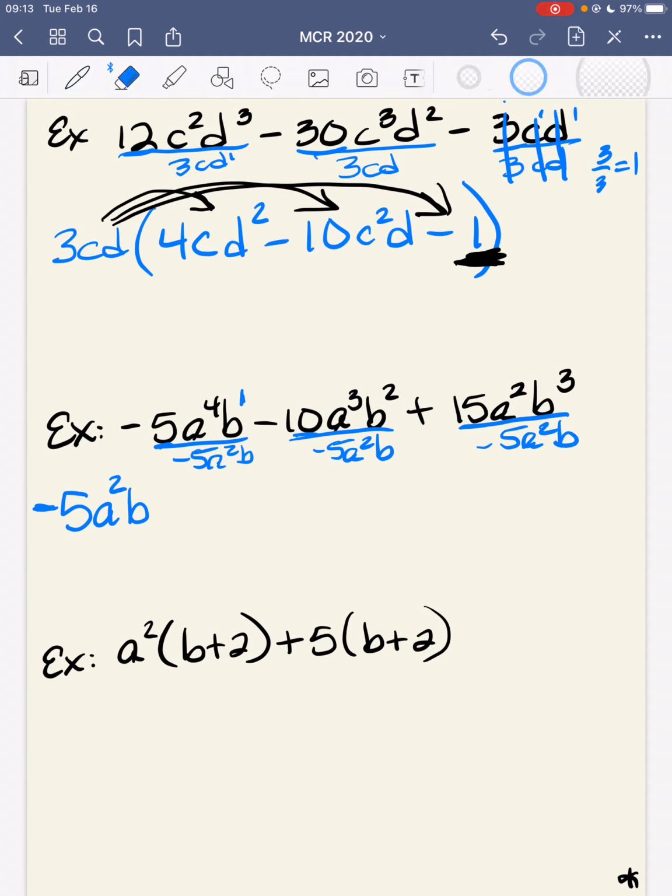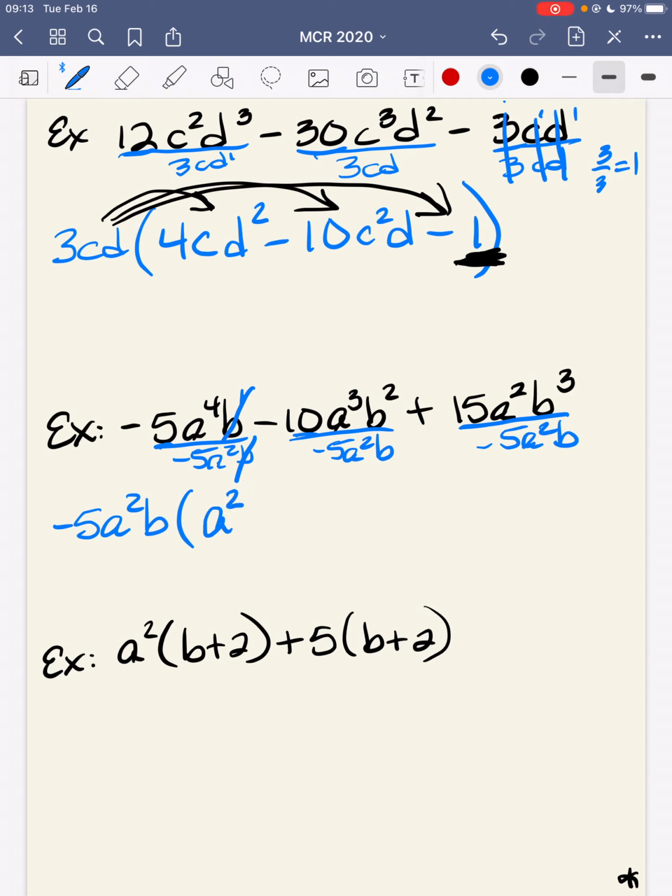All right, and again, I'm going to move this down. It's just kind of high. All right, and then I'm going to do the division. Now, a negative divided by a negative is a positive. The b's are going to cancel, and I am left with a to the 4 minus 2, or a squared.